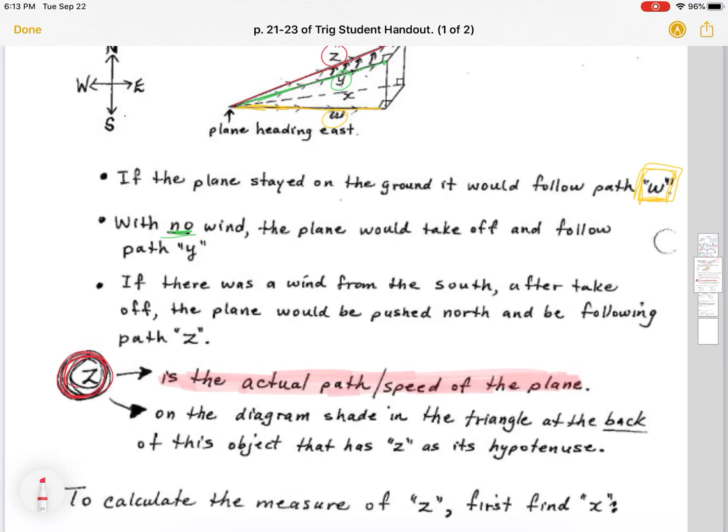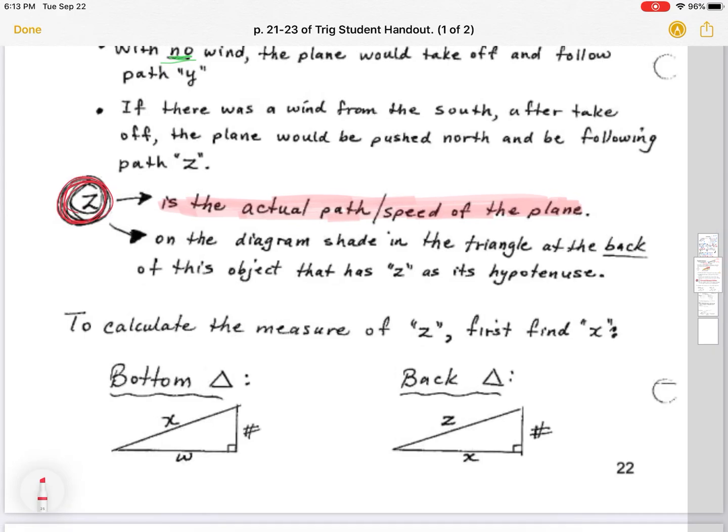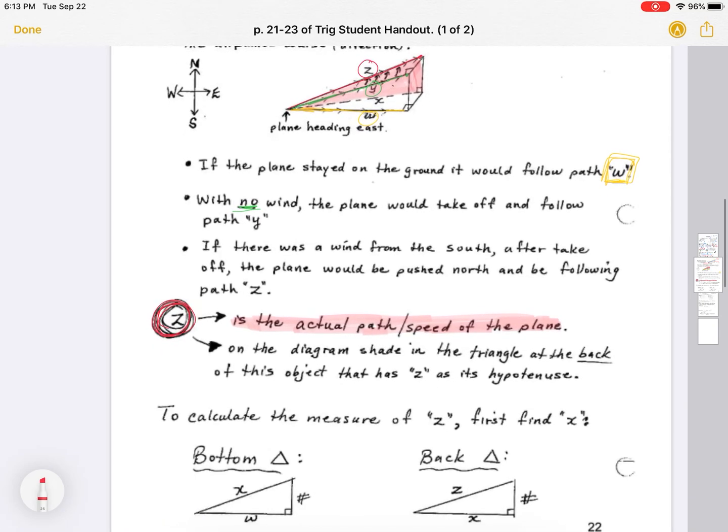Okay, so we want to know what that trajectory is. It says on the diagram, shade in the triangle at the back of this object that has a Z as its hypotenuse. So the object that has a Z as its hypotenuse is this triangle at the back here. Okay, it's the back of this prism. Now the interesting thing, it's exactly the same size as the one at the front. It's just been pushed to the back.